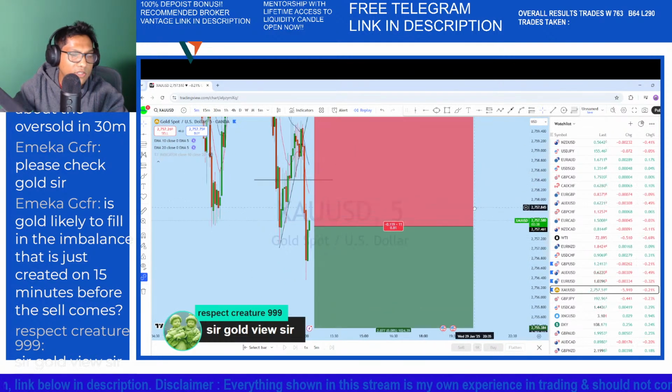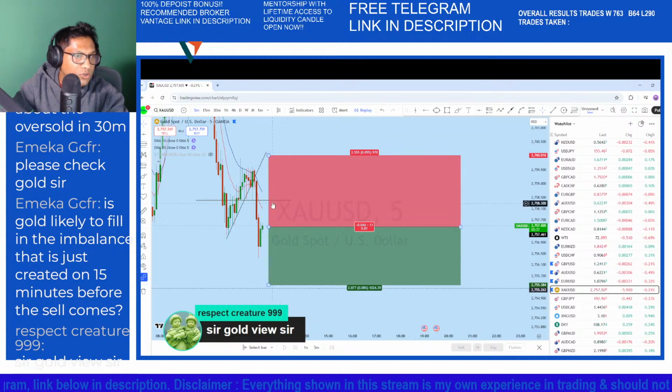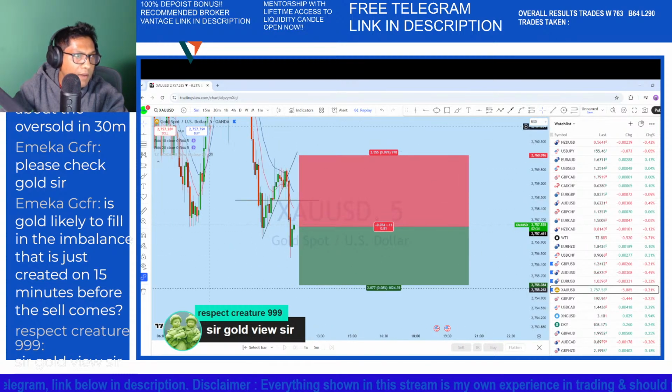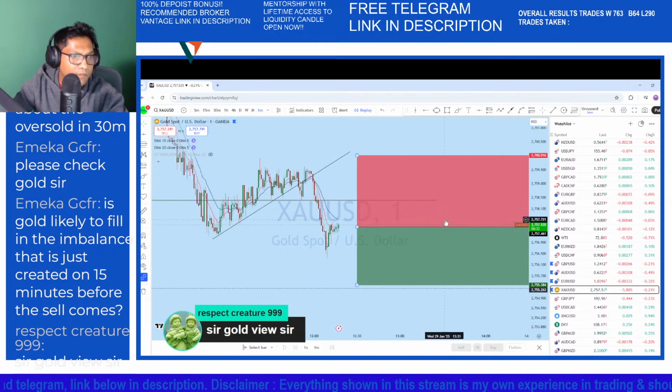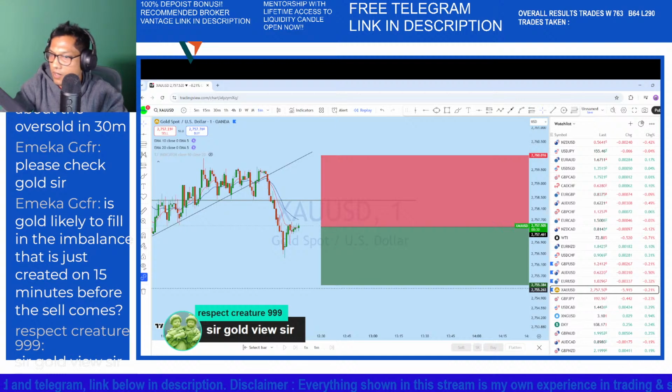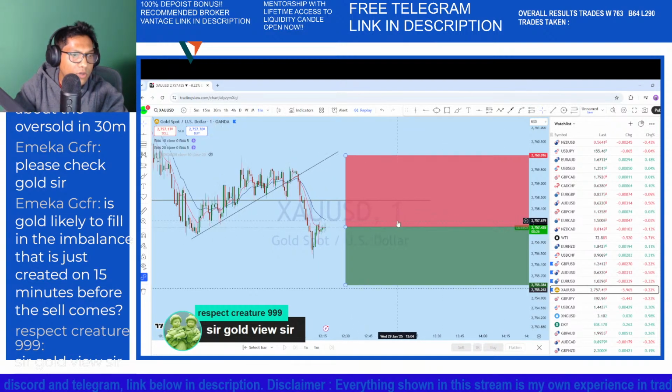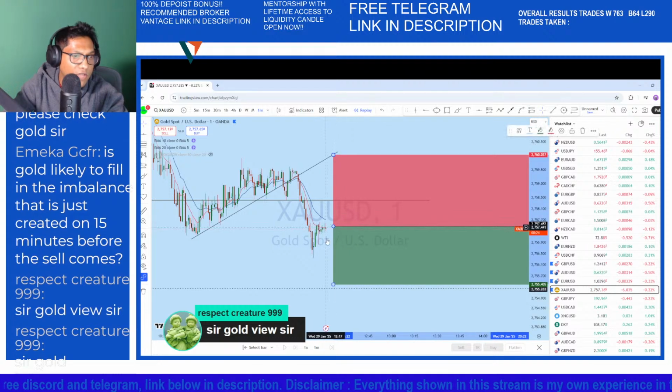Looking at this one here, wanting to see that it's coming to break below. Let's wait for the market to show its hand. We are short on this one. We'll be waiting for that drop.